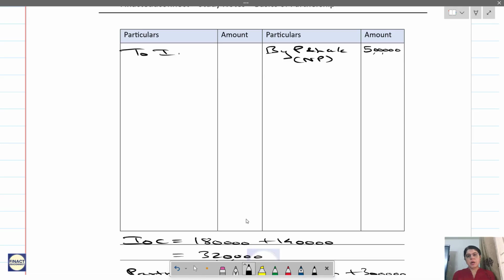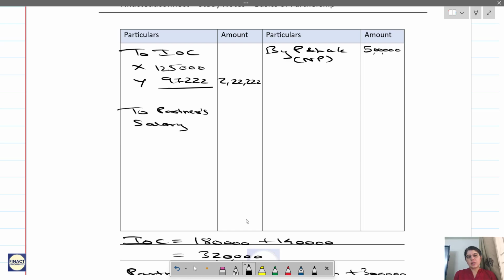So 2, interest on capital, X and Y. How much is the interest on capital for X and Y? How much did we calculate? 1,25,000 and 97,222. So total comes to 2,22,222. And to partner's salary.